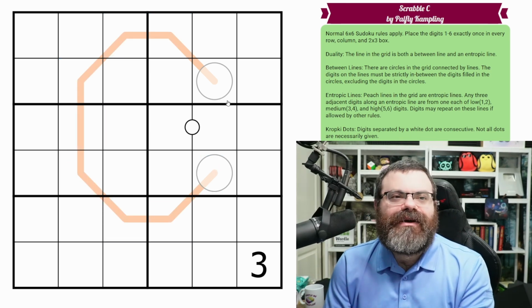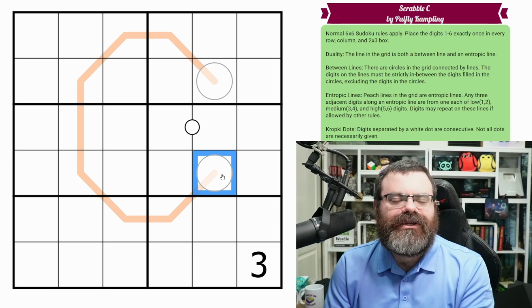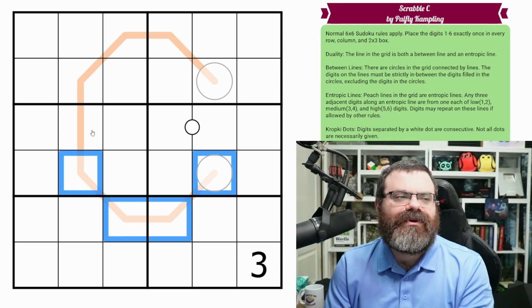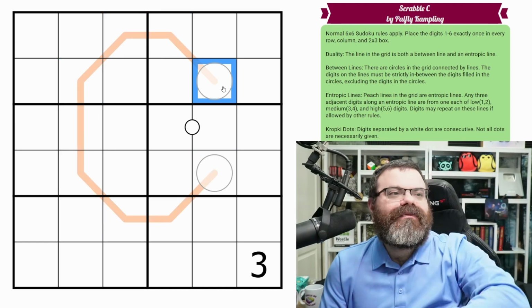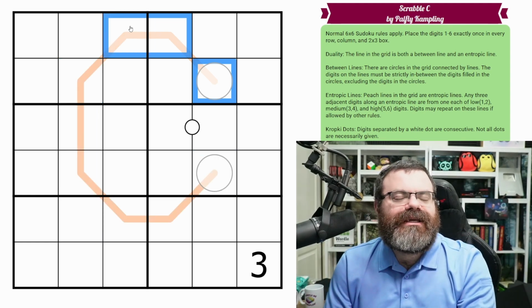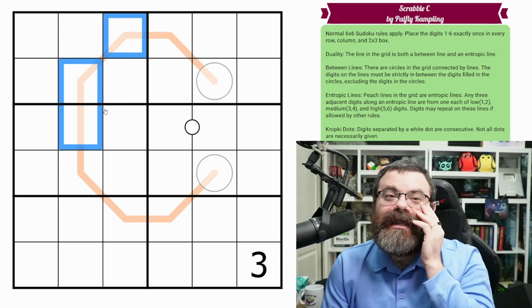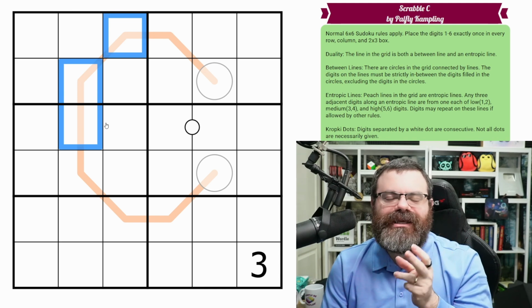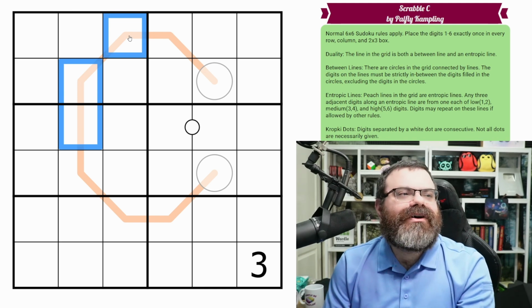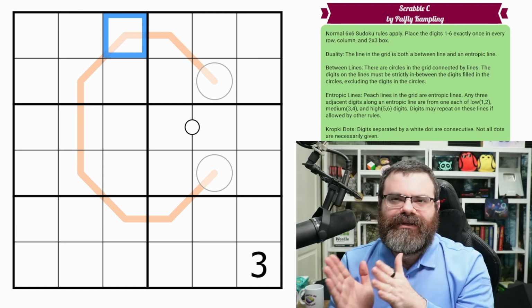All right, in addition to that, this line is an entropic line, and note that the entropic line does go into the circle. So this is counted as part of the entropic line cells. With an entropic line, you look at a group of 3 adjacent cells on the line. So it's kind of overlapping, right? These 3, these 3, these 3. Any 3 on the line have to have 1 each of a low, medium, and high digit. So low being 1, 2, medium being 3, 4, high being 5, 6, we split it into thirds.